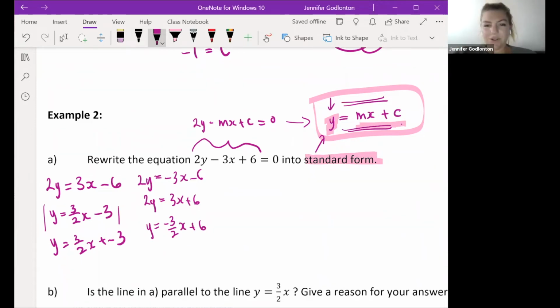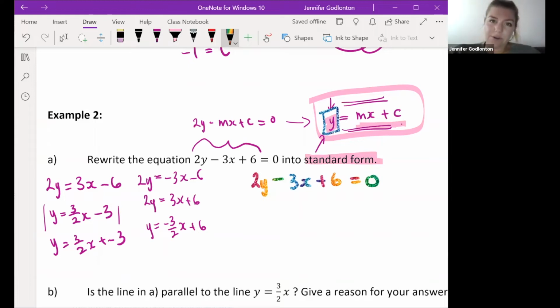Okay, let's go through these and see which one's which. I can tell you one of them is correct. So let's write our equation. We've got 2y minus 3x plus 6 equals 0. What we know is we need to keep our y on the left, and we need to move everything else over. So we're going to move our 6 over and we're going to move our minus 3 over.